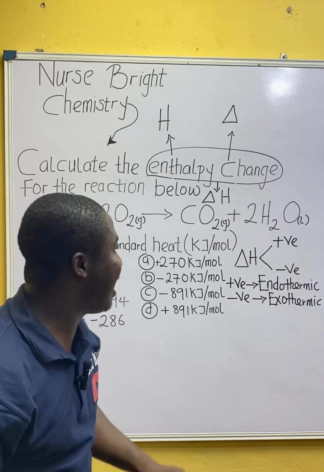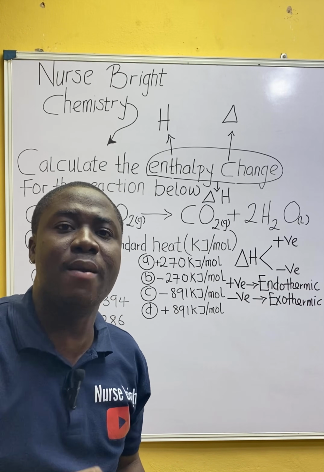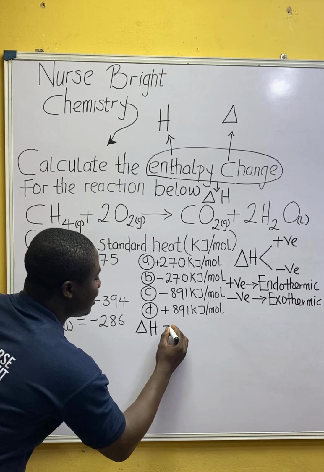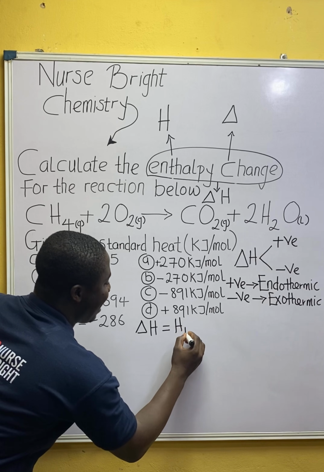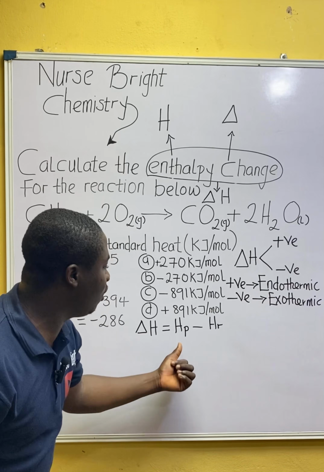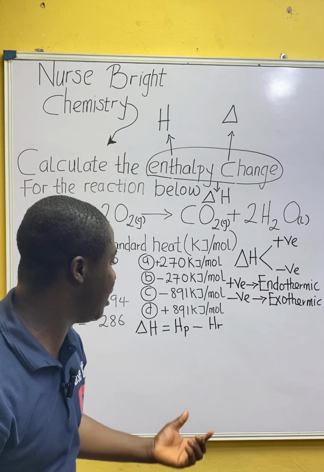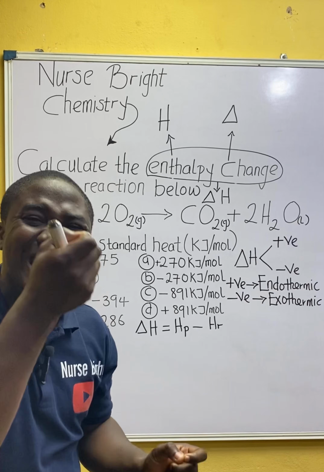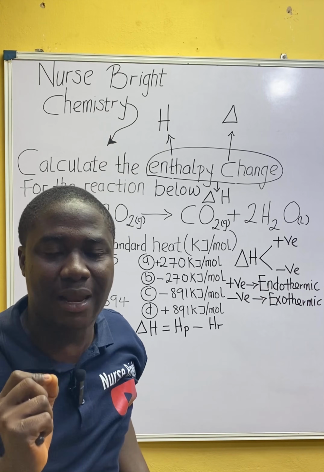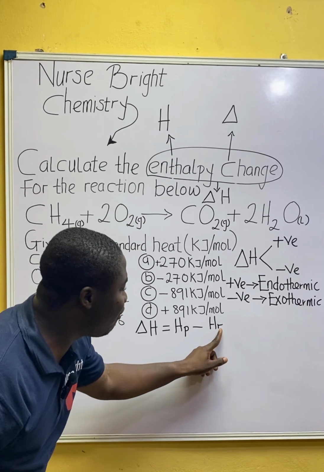Now, moving further, this delta H, which is enthalpy change, has a formula we must take note of. And that formula for delta H is: delta H is equal to, listen, HP minus HR. I know the question you want to ask me: what does HP mean? And also, what does HR mean? Now, listen carefully. H itself is heat, or enthalpy. We said that already. So this HP, the P here is product. The R here is reactant.